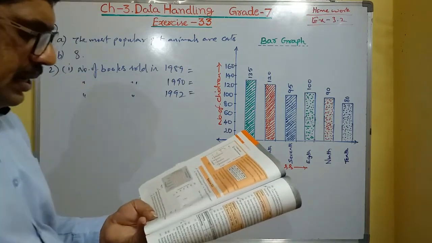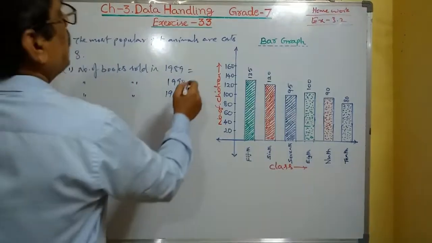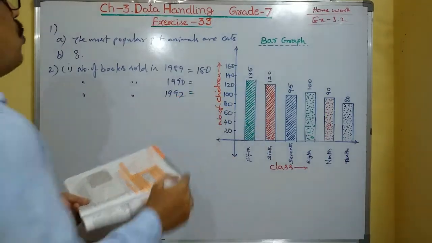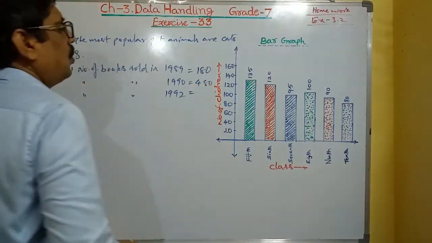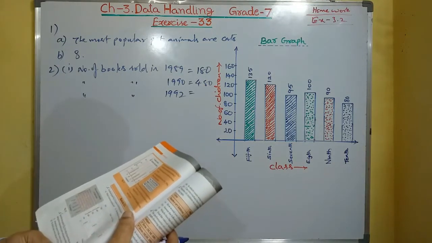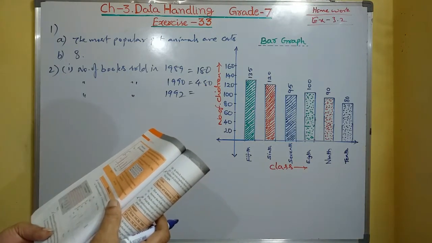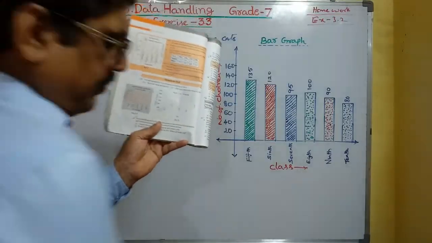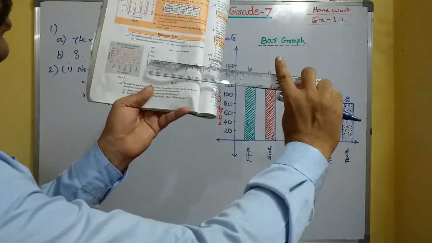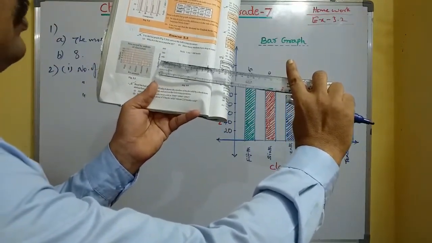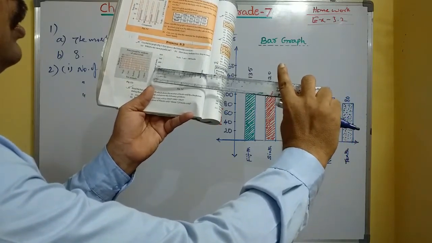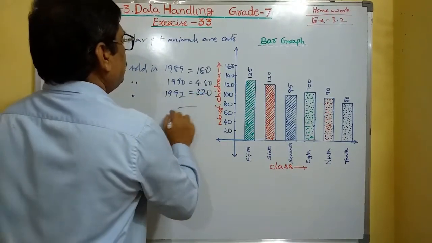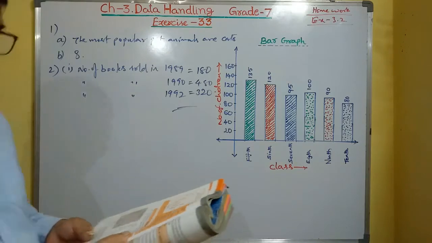So the first one, in 1989 he sold 180 books. Okay. In 1990 he sold 480 books. Okay. And in 1992 he sold, observe carefully, the height is in between 200 and 350. So by keeping the scale like this, we can see at what number it is. Okay. So it is 320. So these are the answers for the first problem.